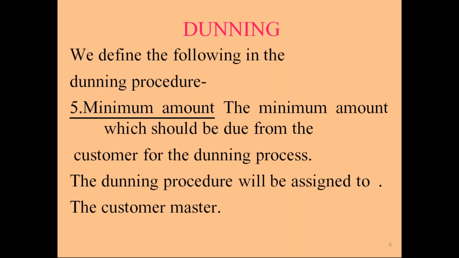The last thing which we are going to specify in the dunning procedure is the minimum amount. The minimum amount which should be due from the customer for the dunning process. Let us say if I give the minimum amount as 1000, the system will generate a letter only for those customers from whom the amount which is due is 1000 and above. Below 1000, I am not going to generate a letter in this process. There may be a separate process for that. Okay. So this we have to do in the system now.